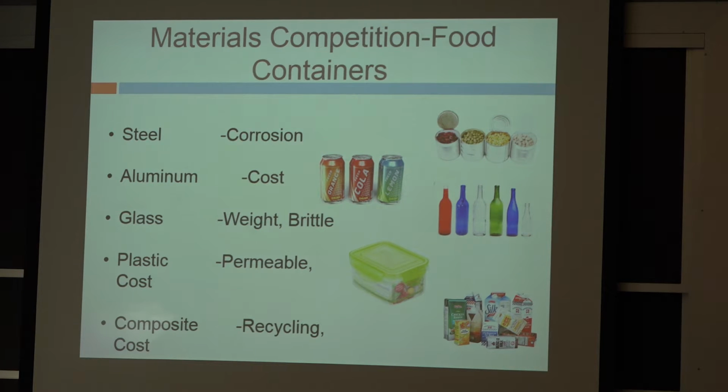But over time, as the technology matured, you can see that there's a competition, and the issues with glass were that it was heavy and it was brittle. You dropped it, it broke into thousands of pieces. You change to a polymer, it's impermeable, it has more resistance, and it's a lot cheaper to make.